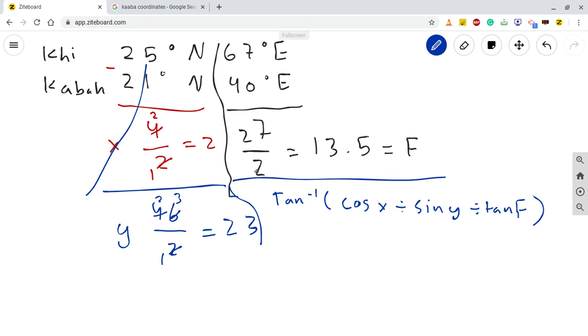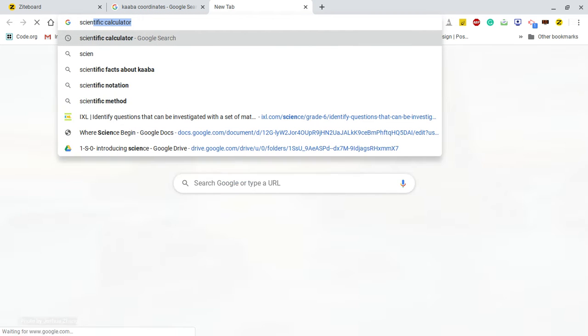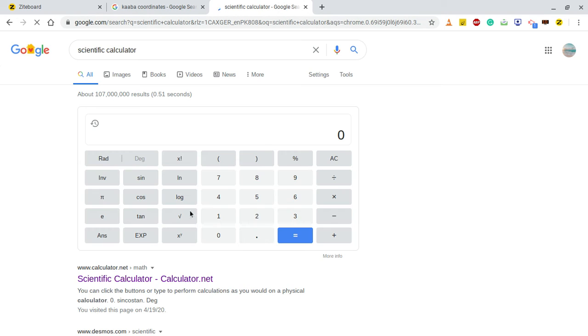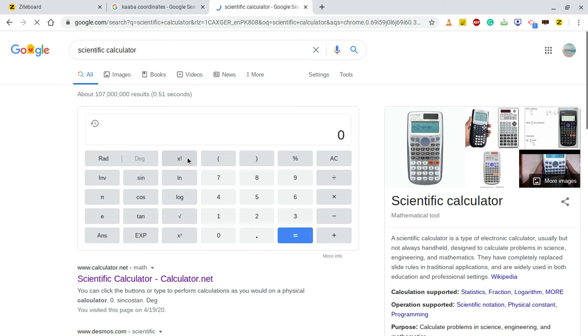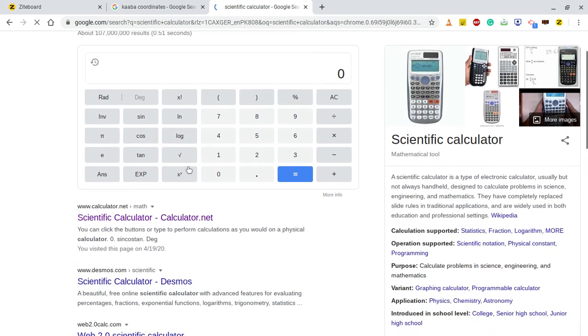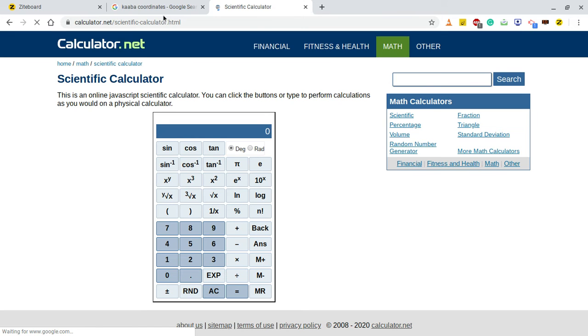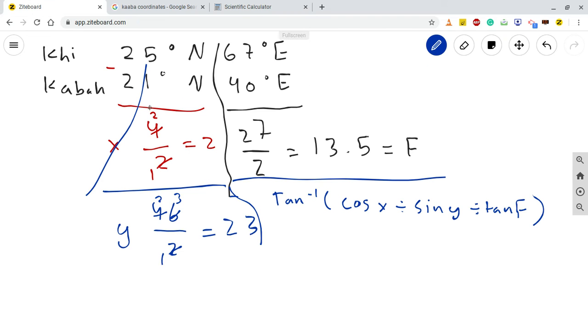So let's just try it here. Let's go to the scientific calculator. If you have it at home, it's great, and if you don't have it, you can use it online. This one sometimes messes up the numbers, so use this one. Okay, so first we do inverse tangent, and then brackets, and then cos.